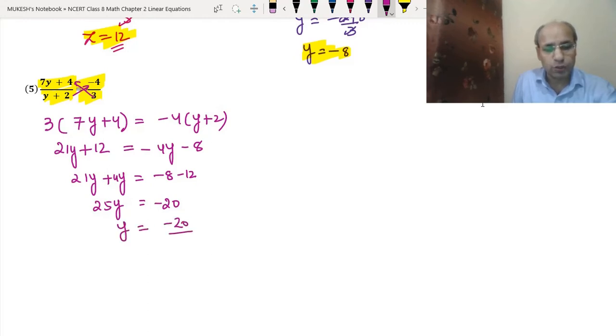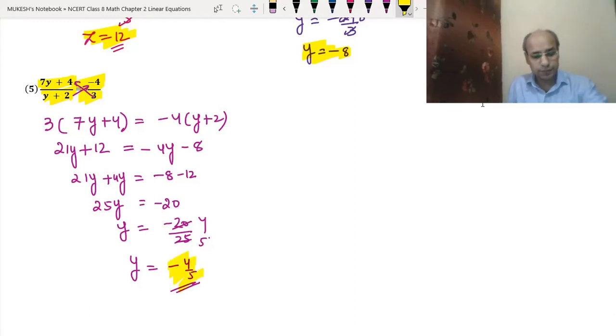So y equals minus 20 upon 25. There is a 5 common between 20 and 25, so we will reduce it: 5 4s are 20, 5 5s are 25. So we get the answer minus 4 upon 5 is the value of y. Okay, I hope you have understood this question.